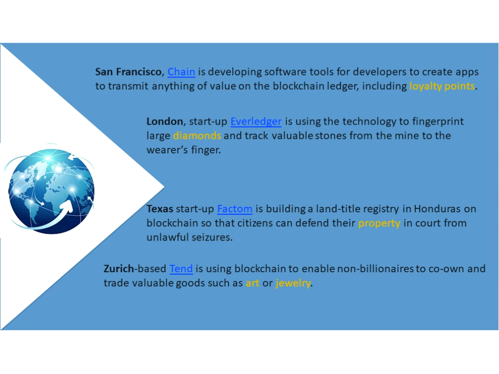In London, a startup, Everledger, is using technology to fingerprint the large diamonds and track them right from the mine to the wearer's finger. You want to know where they came from, where they've been.